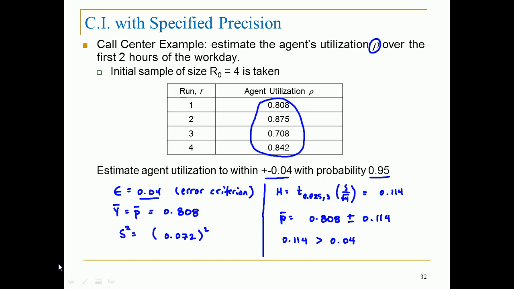So we want a confidence interval that is small enough such that the half width is within this constraint, 0.04. In order to do that, we need to increase the number of replications to reduce the size of the confidence interval. This is CI, confidence interval.